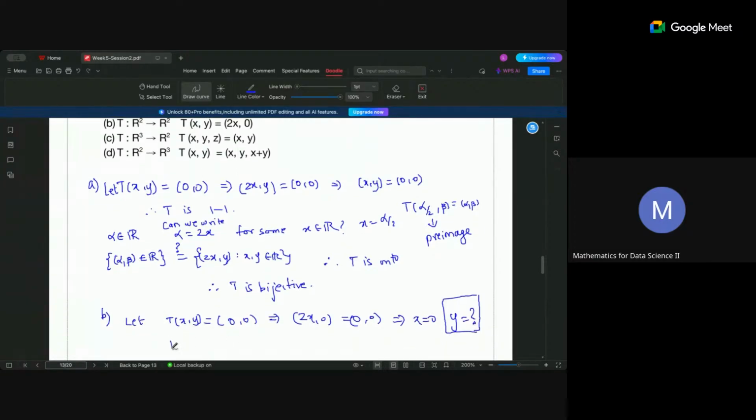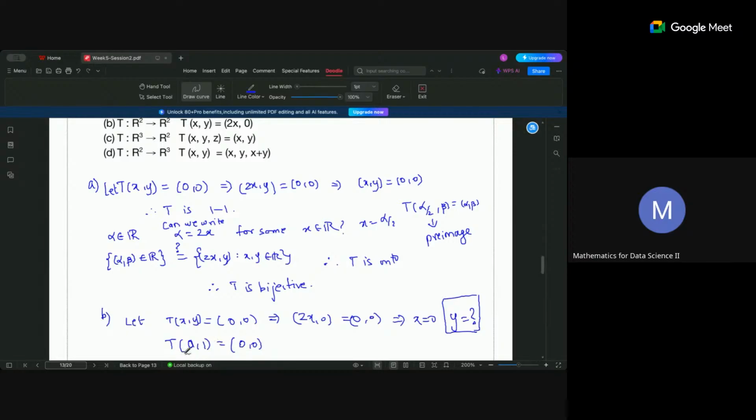So what is T of 1 comma 1? Or let's say 0 comma 1. What is T of 0 comma 1? What is your answer? 0. So you have a non-zero vector which is mapped to 0, 0.